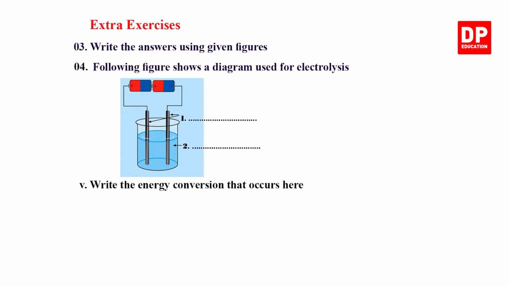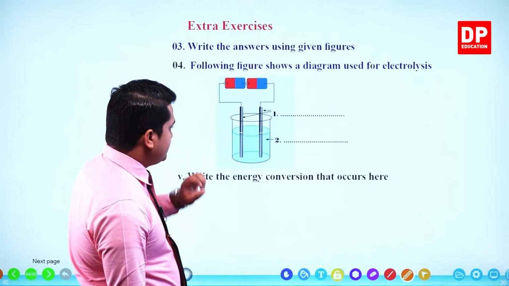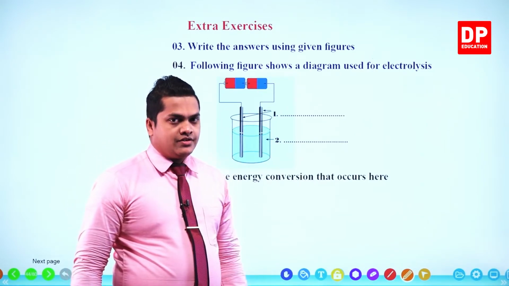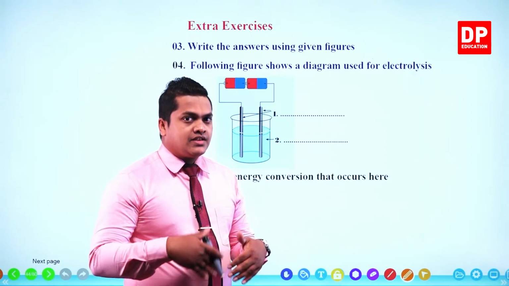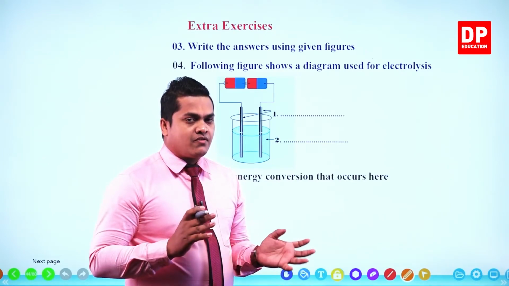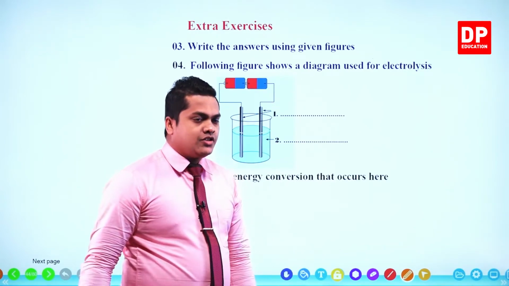Write the energy conversion that occurs here. So the energy conversion is, we are providing electrical energy, and within the system that electrical energy is getting converted to chemical energy. So electrical energy to chemical energy is our energy conversion. That's how the energy is getting converted here. The electricity which is provided to the solution is getting converted into chemical energy.